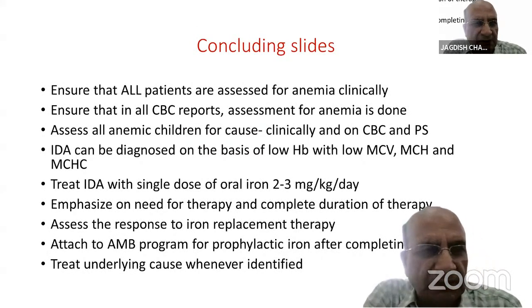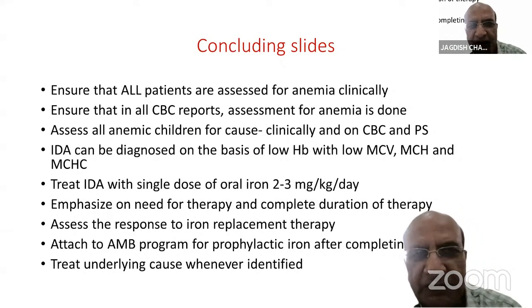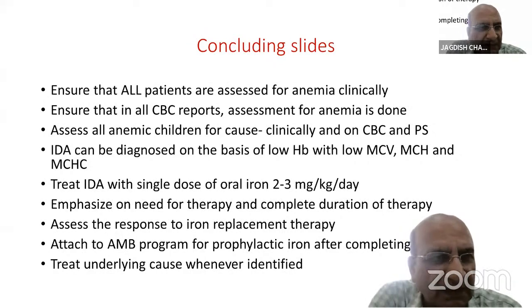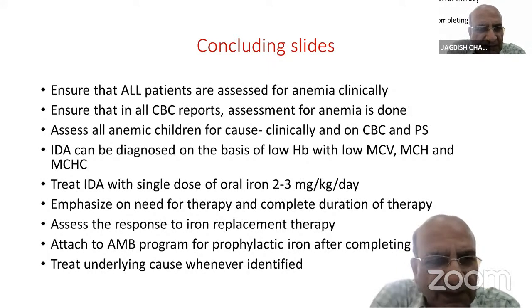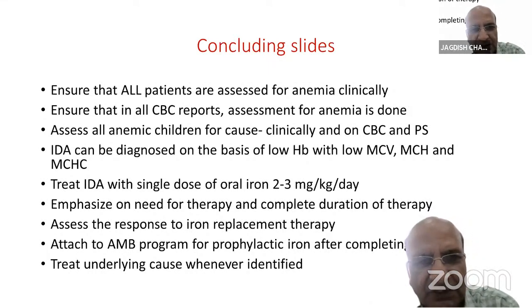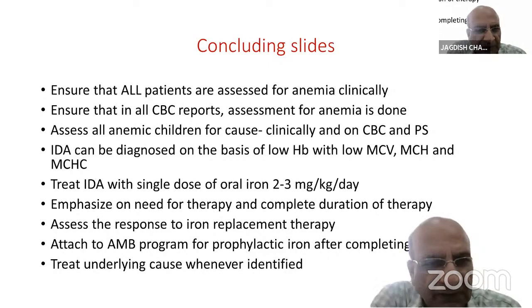So to conclude my talk, I would reiterate that all patients you have seen should be assessed for anemia clinically. Ensure that in all CBC reports, you have checked the hemoglobin is correct or not. Assess all anemic children for the cause clinically as well as on CBC and PS. IDA can be diagnosed on the basis of low MCV, MCH and MCHC. Treat iron deficiency anemia with single dose of oral iron therapy with a 2 to 3 milligram per kg dose. Emphasize the need for therapy and complete duration of therapy. Assess the response to iron replacement therapy.